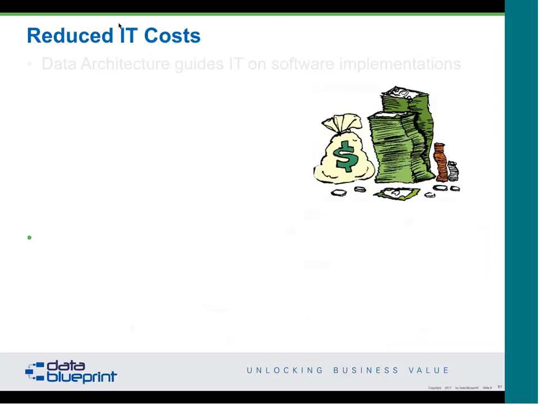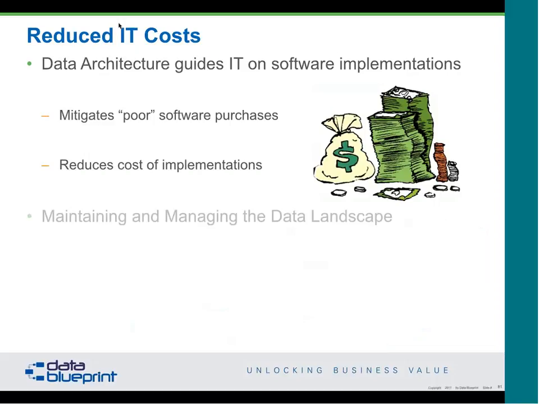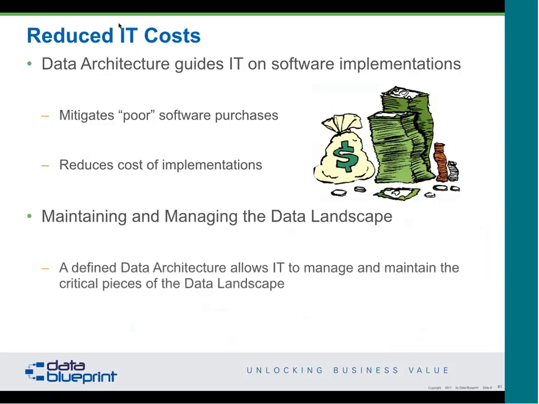How did it actually reduce IT costs? The data architecture guided IT on software implementations. It mitigates poor software purchases and reduces the overall cost of implementations. We also reduce IT costs by focusing on maintaining and managing the data landscape. You focus on just the critical pieces instead of trying to focus on everything, which can be costly if you're trying to manage 100% of stuff when really 20% is what you're supposed to be managing.